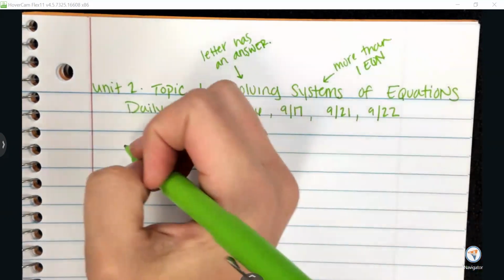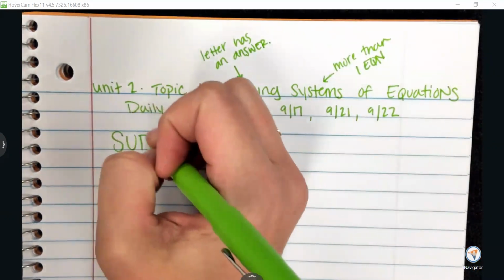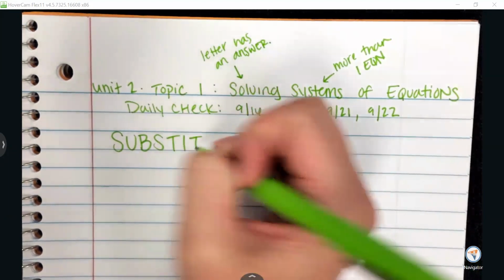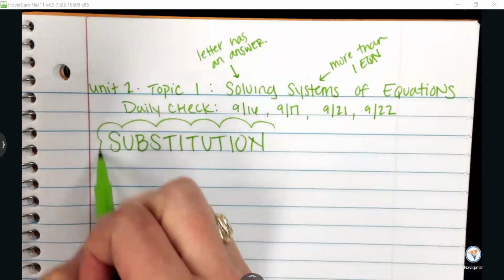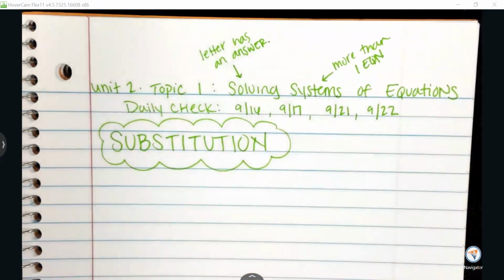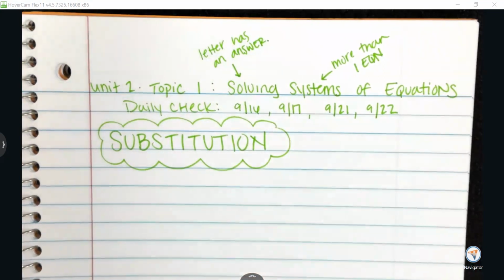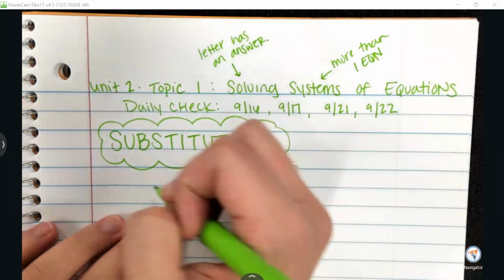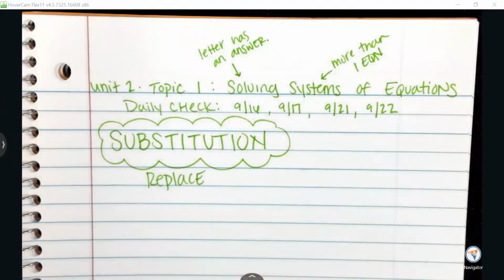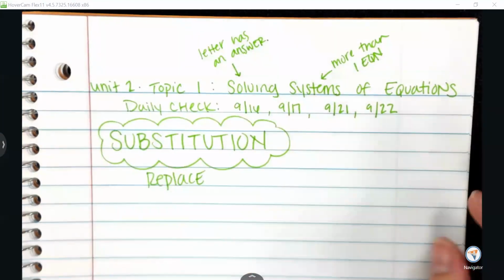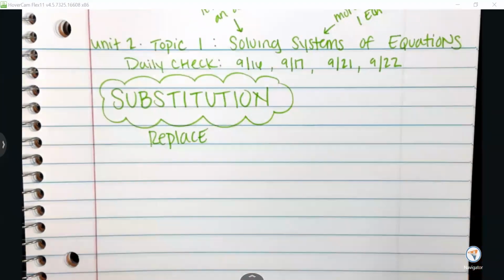So the first thing we're going to learn is substitution. Make it big so you know that these are your notes for substitution. What does it mean to substitute? To replace. Exactly, good answer. I am taking something out and I am replacing it. I'm putting something else in. You have to be able to look at a problem and tell me that I'm using substitution.